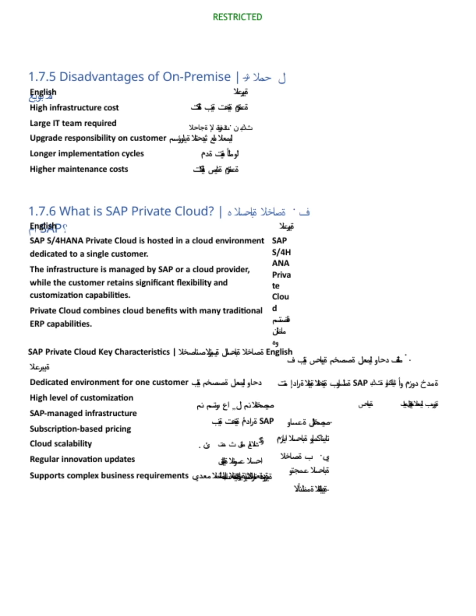Let's talk about SAP Private Cloud, a solution designed to meet complex business needs with a high level of customization. It offers a dedicated environment managed by SAP or a cloud provider, giving customers flexibility while combining cloud benefits with traditional ERP strengths. This means subscription-based pricing, cloud scalability, and regular innovation updates. It's the best of both worlds: tailored infrastructure, managed services, and ongoing improvements to keep your business agile and efficient.